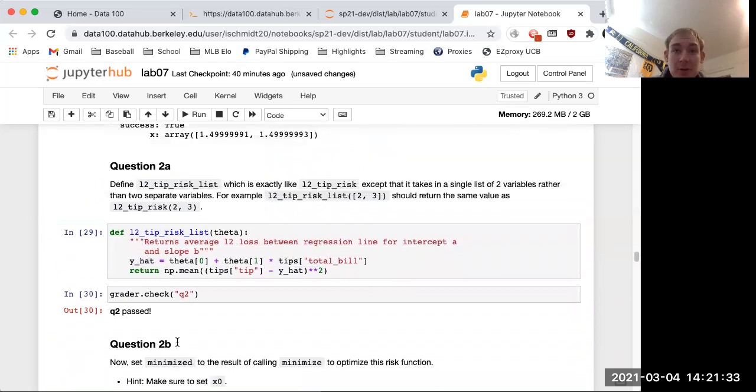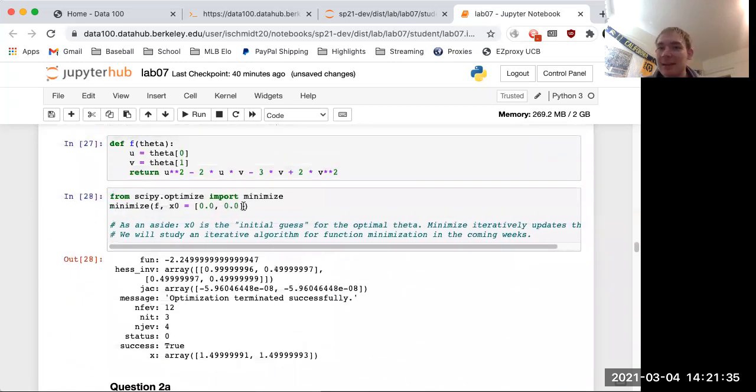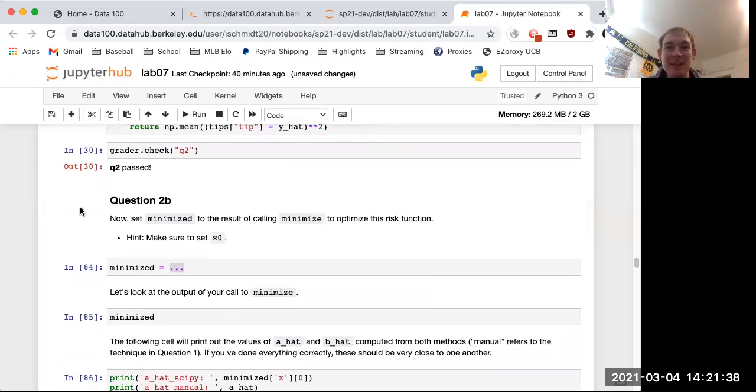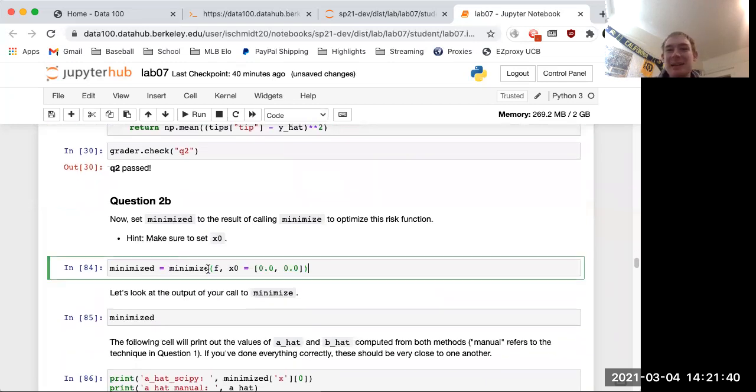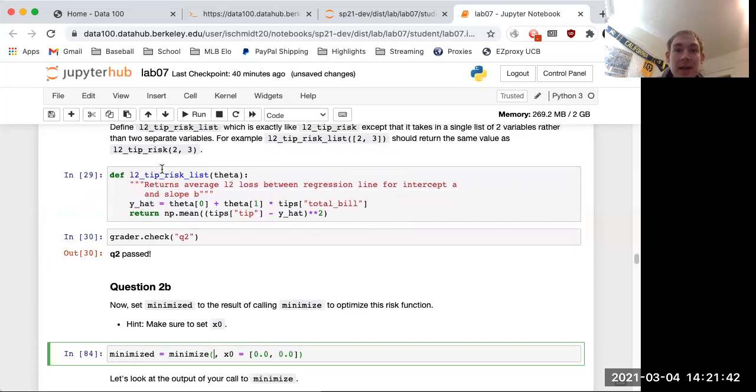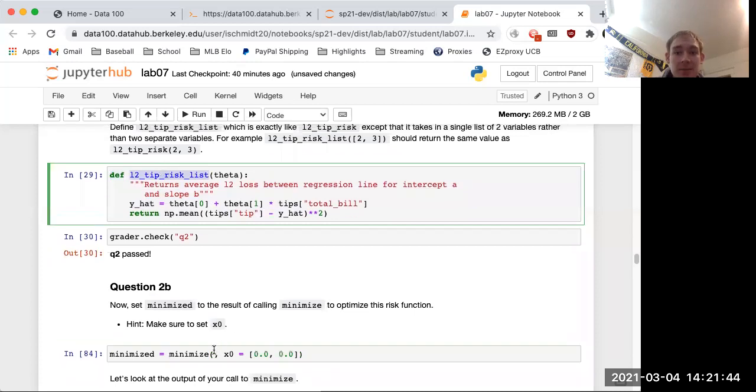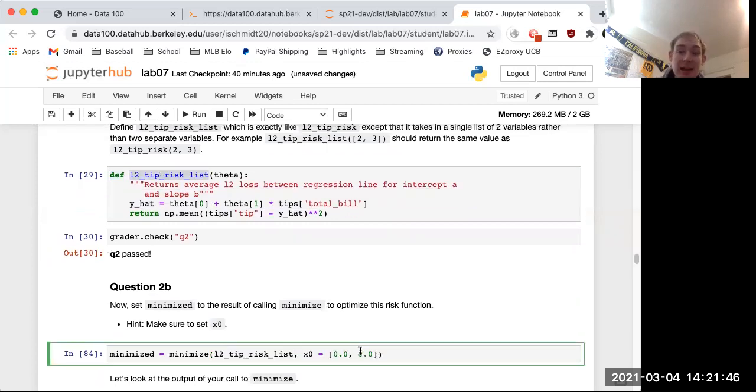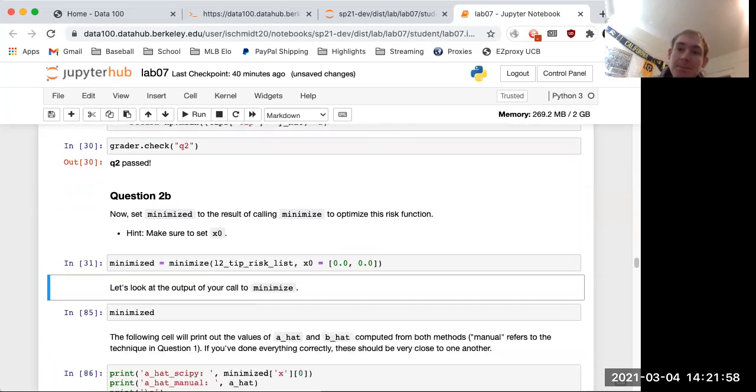So now we'll call minimize again, copy the provided code. And instead of F, we want to minimize L2 tip risk list. And then we have to set X naught, or X0. That's our initial guess, the starting point of this algorithm. In this case, it doesn't really matter what it is. I'm just going to set it to be 0, 0. You can set it to be whatever you want it to be.